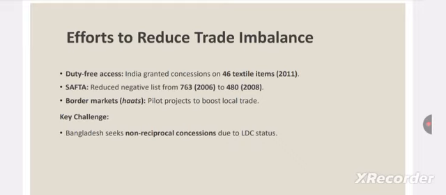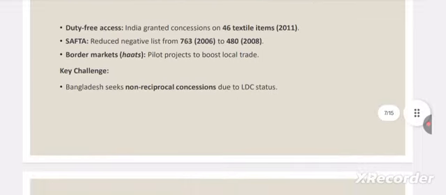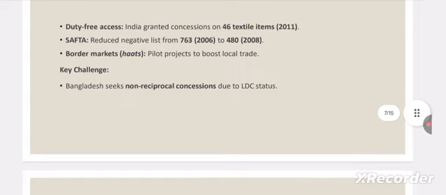First, we can impose duty free access. India granted concessions for 46 textile items in 2011. SAFTA reduced the negative list from 763 in 2006 to 480 in 2008. Border markets, which we call haats, are pilot projects to boost local trade.